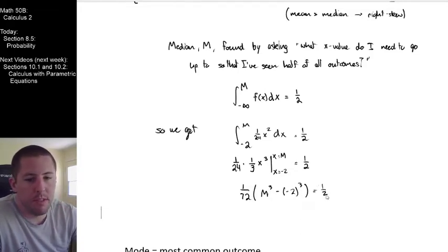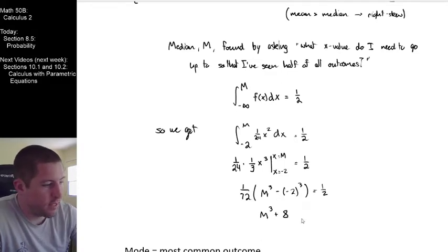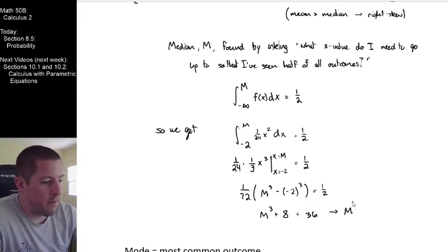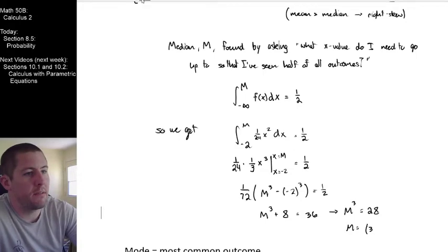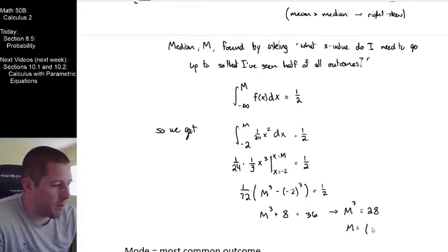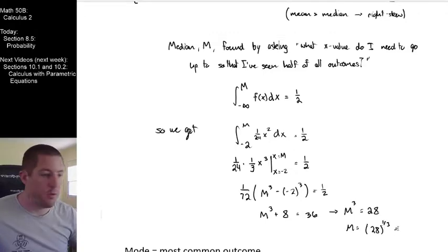So let's multiply both sides by 72, and we'll get m cubed. What's this? -2 cubed is -8. We're subtracting -8, so that's a +8. And this should be equal to 36 since I multiplied by 72 on both sides. So therefore, m cubed is going to be 28. And our median looks like it's going to be the cube root of 28. I can't write and say the word cube at the same time without writing a 3. 28 to the 1/3. And what do we get when we do 28 to the 1/3?